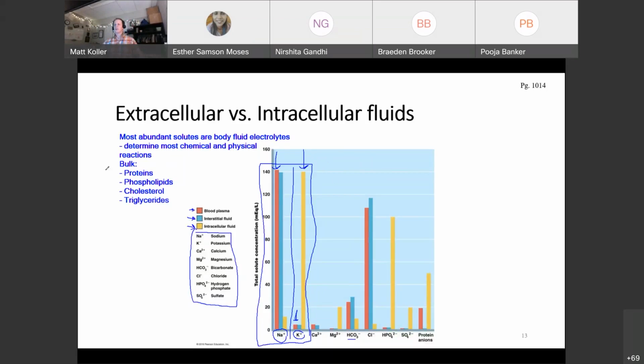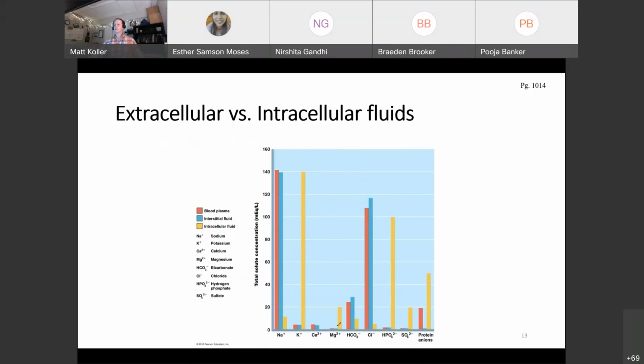Now, the one thing I want you to notice also on these diagrams is that really, for the most part, blood plasma and interstitial fluid are usually very close. So in this case, we'll see if we can draw here. In the case of chloride ions, pretty close. In terms of hydrogen phosphate, pretty close.